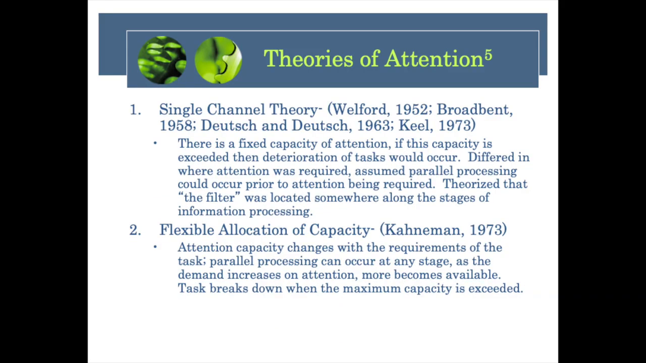All right, so the figure, like I talked about in the previous slide, all of that figure is representing single channel theories. So at some point, single channel theories say that you can parallel process, and then at some point, you can no longer parallel process. It must be serial. Flexible allocation capacity actually is just adding the idea that with different tasks and different requirements, where that parallel processing switches to serial processing changes based on the task.